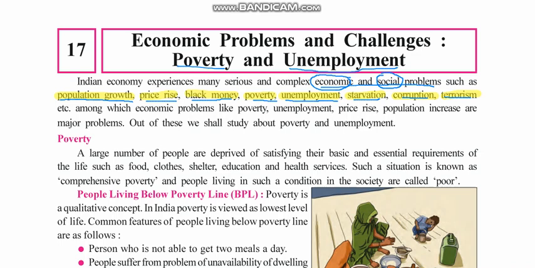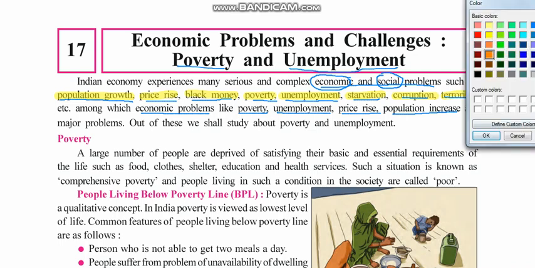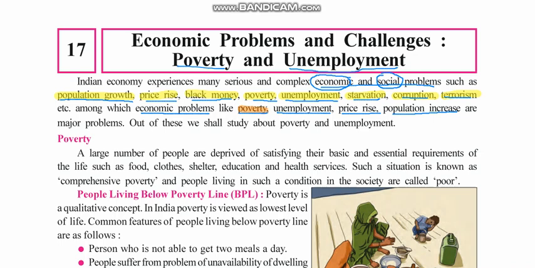Out of these, the ones termed as economic problems are poverty, unemployment, price rise and population increase. These are termed as major problems in the economic section. These are the major economic problems that our country is facing. Out of these, we shall study poverty and unemployment. We are going to study mainly two problems, poverty and unemployment.